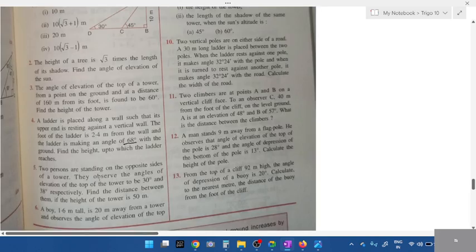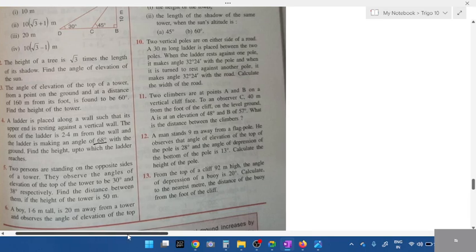Next one, students. Two persons are standing on opposite sides. Okay, this question is important. They observe the angle 30 degrees, 38. Find the distance between them. Fine. Ignore that question. As of now, ignore. First, tell me how many angles are given. Fifth question. All of you look at the fifth question. How many angles are given?